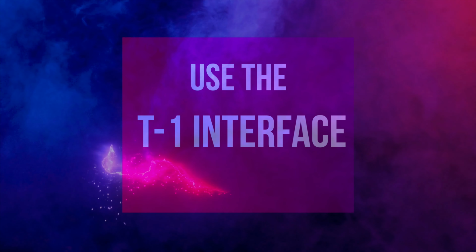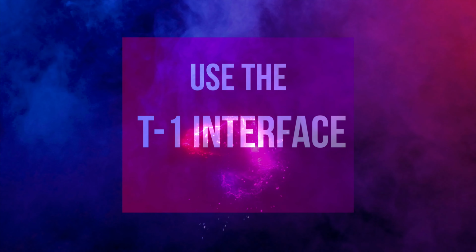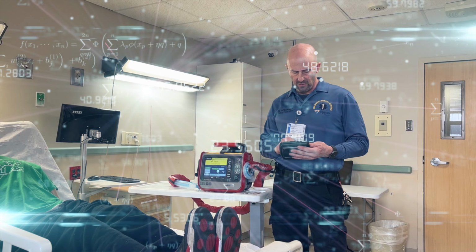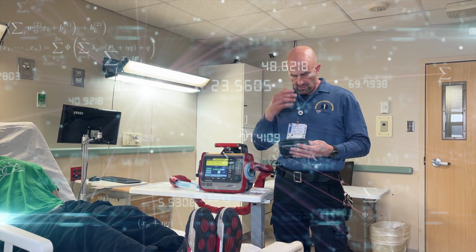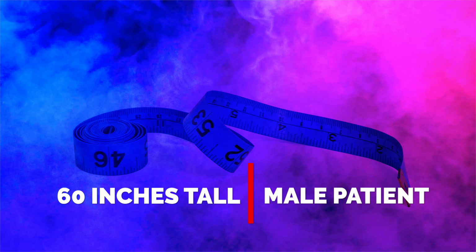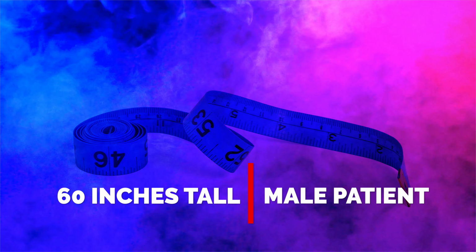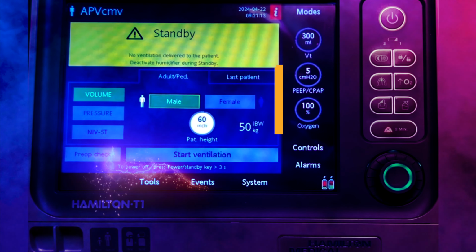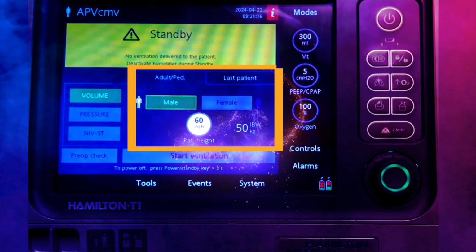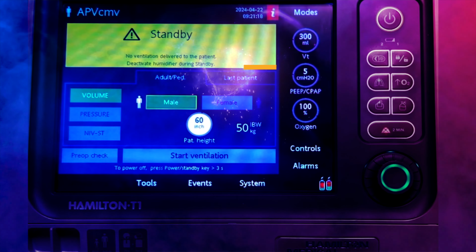The T1 interface method to calculate an ideal body weight is straightforward and user-friendly. It doesn't require memorizing a tricky formula or using a calculator. In addition to the T1, you need a tape measure and the height and gender of your patient. This simplicity and ease of use make the process efficient and empower you to deliver breaths confidently with a mechanical ventilator.